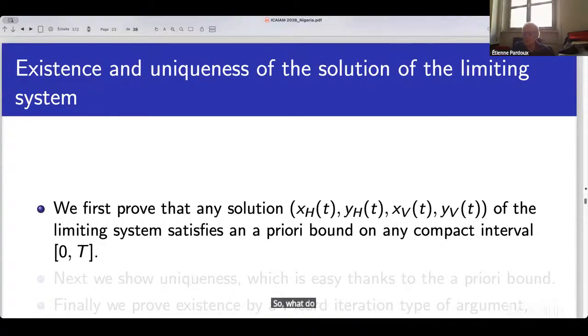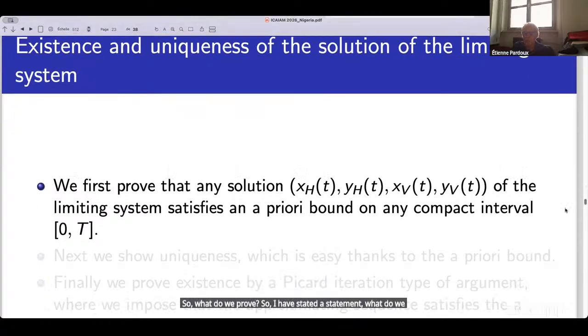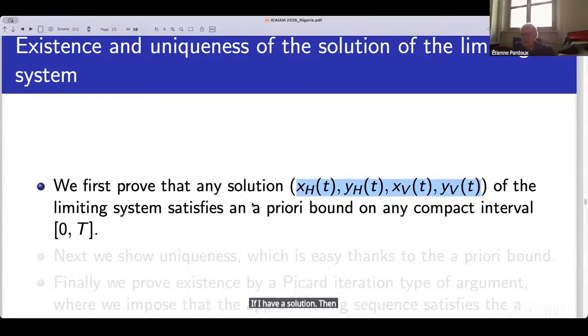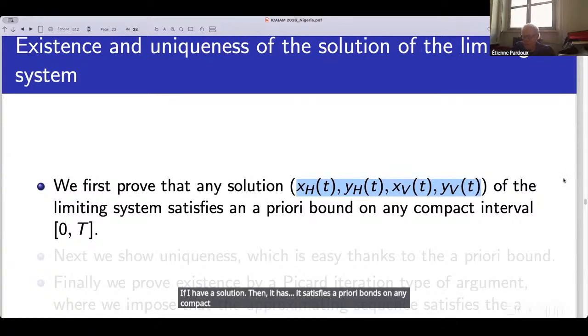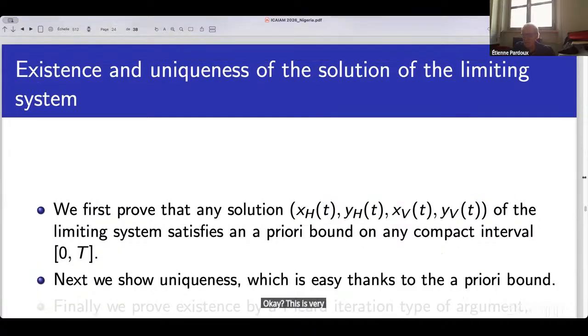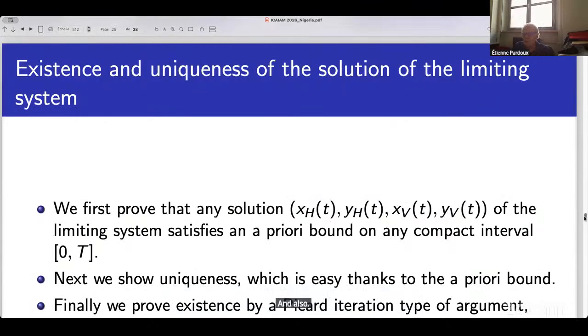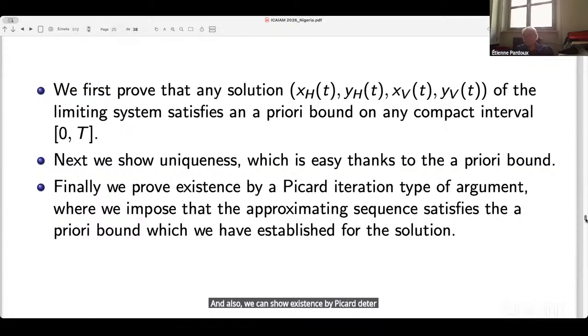what do we prove? So I have stated a statement. We first prove that if I have a solution, then it satisfies a priori bounds on any compact time interval. This is very important because thanks to this, it's not difficult to show uniqueness, and also we can show existence by Picard iteration. But the Picard iteration is a little more tricky than uniqueness, because while any solution satisfies a priori bounds, it's not clear that the sequence in the Picard iteration satisfies the same a priori bound.